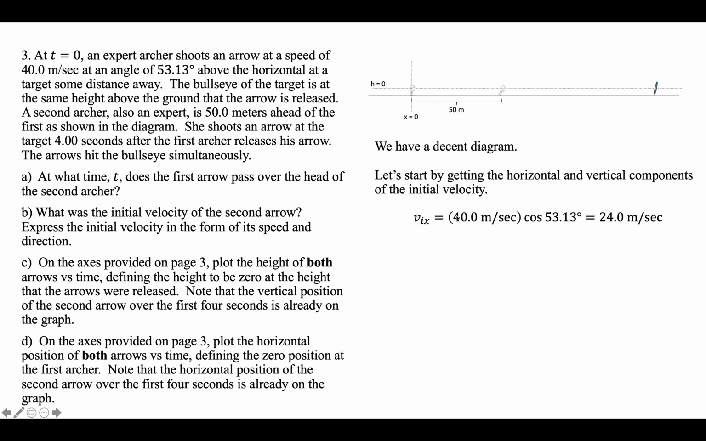So v initial x is 40 meters per second cosine 53.13, that's 24 meters per second. Let's put that on the diagram, and let's think about what this means. Every time you calculate something, think about what it means.